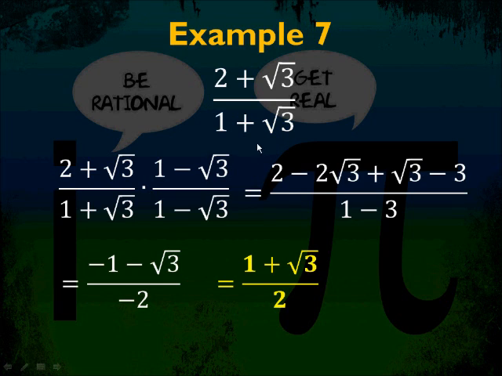So to solve these problems with a binomial with a radical in the denominator, you must multiply the top and bottom by the conjugate. If this were 1 minus root 3 on the bottom, you would multiply it by 1 plus root 3. If this were 2 plus root 3 on the bottom, you would multiply the top and bottom by 2 minus root 3. But remember, whatever it is, look at the denominator, multiply by the conjugate.